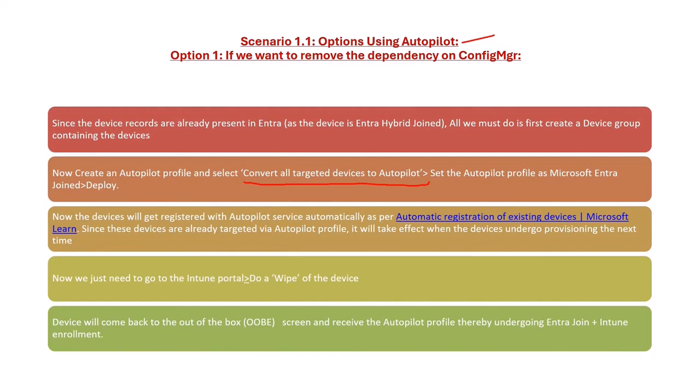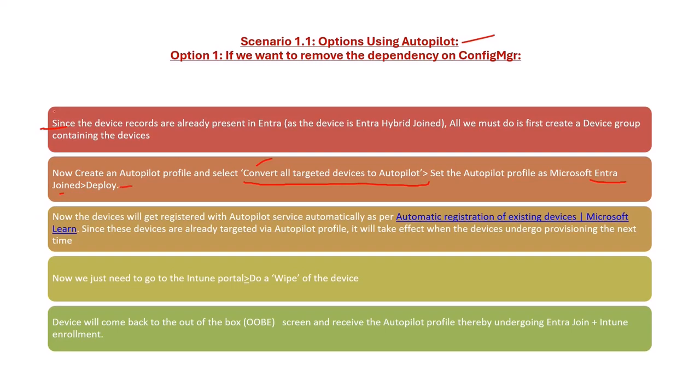All right, coming back to my slide here. Since the device records are already present in Entra, as the devices are Entra hybrid already joined, all we must do is first create a device group containing the devices. Now create an Autopilot profile and select this setting which says convert all targeted devices to Autopilot, which we just saw in the previous slide. And then set the Autopilot profile as Microsoft Entra joined. I have mentioned that because there is another option in the Autopilot profile which says Microsoft Entra hybrid joined. We don't want to do that. And then click on deploy.